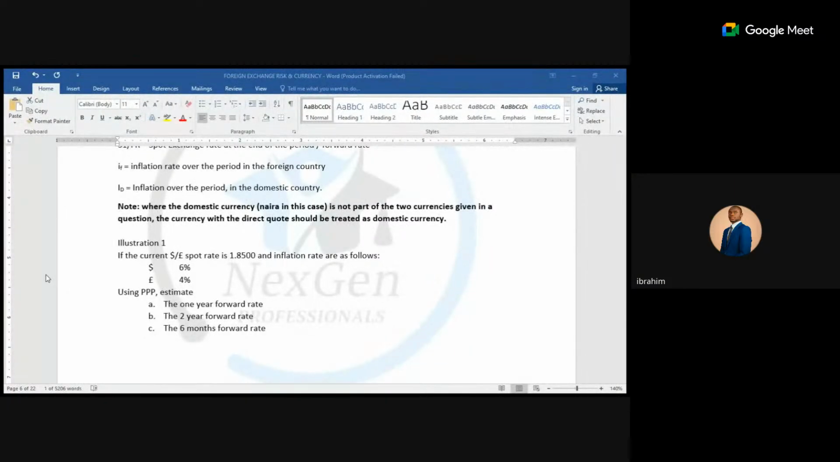If the current dollar to euro spot rate is 1.8500 and inflation rate as follows.